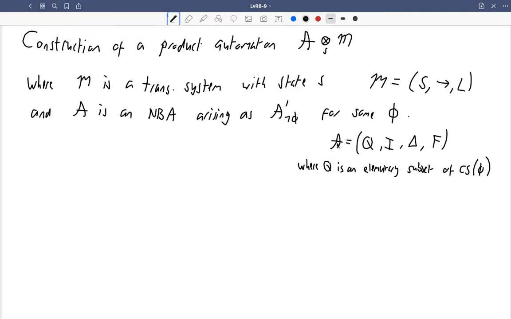So this is where we're restricting to the automata given as the construction from last week of the automata accepting the trace language of a formula, because then the states of those are elementary subsets. Actually in general that gives us a generalized non-deterministic Büchi automaton, and we've converted that to an ordinary non-deterministic Büchi automaton. In that converted automaton, it's not actually true that Q is a set of elementary subsets.